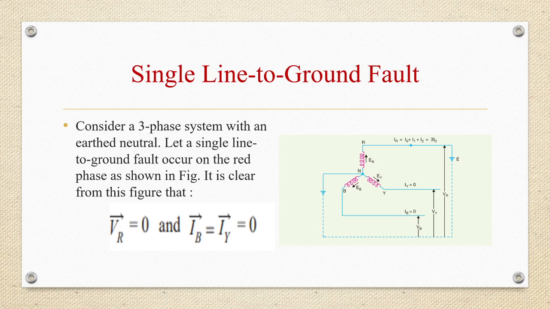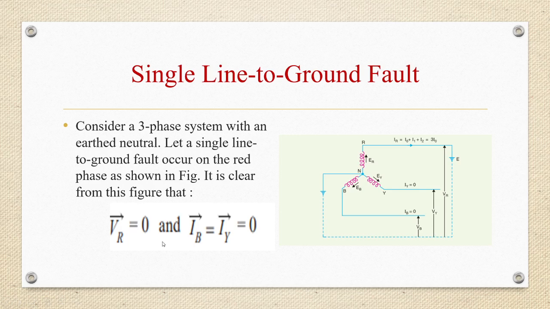Let us consider a three-phase system with an earth neutral, and let the single line to ground fault occur on the red phase, R phase, as we have seen in the assumptions. The fourth point was that phase R should be taken as the reference phase. So the same thing we are doing here, considering a three-phase system with earth neutral. Here ER, EY and EB are the corresponding EMFs per phase. VR, VY and VB are the potential differences per phase.